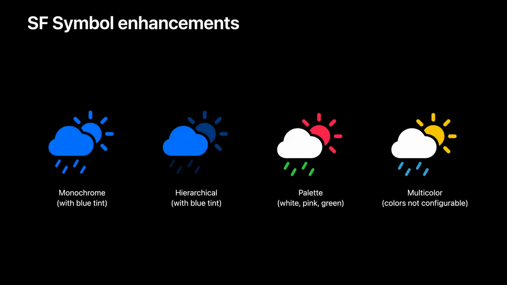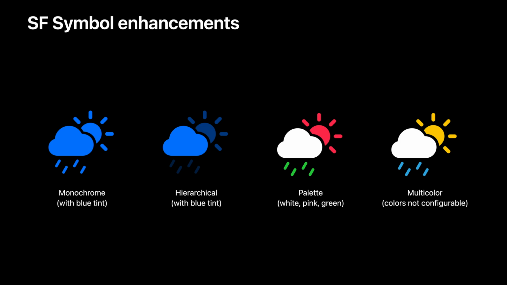In iOS 13, we introduced SF symbols, hundreds of scalable symbols that look great next to our San Francisco fonts. In iOS 15, these get even better. Not only are there additional symbols, but we've added the ability to use colors in 3 new ways: hierarchical, palette, and multicolor. Monochrome symbols are the single-color, tintable images you already know and love.